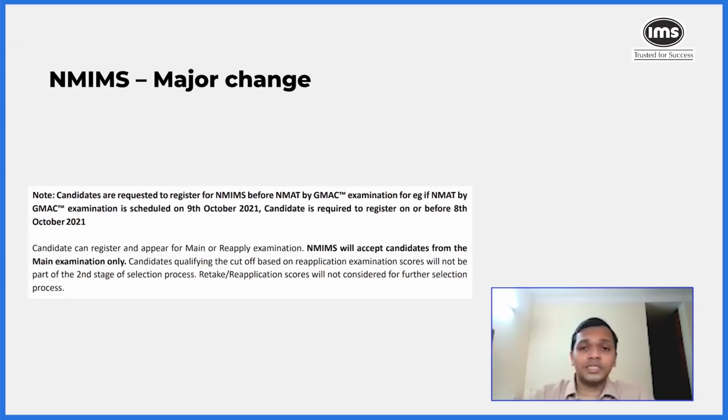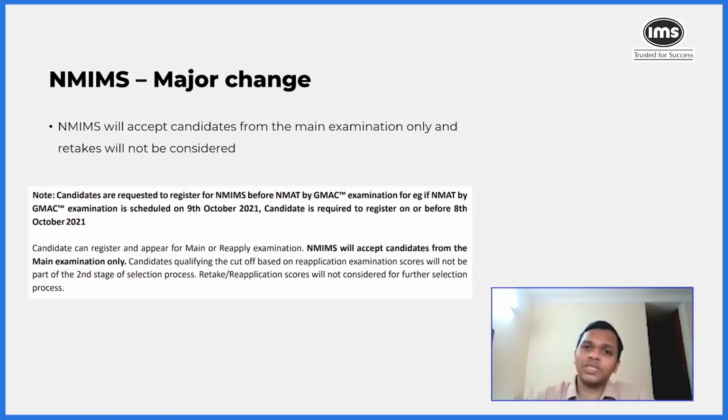Moving forward to a major change that has happened this time, which is with NMIMS. So NMIMS has started its own application. So see, NMAT and NMIMS are 2 separate things. A lot of students misunderstand this and they don't end up applying to NMIMS. NMAT is a test, and that test score is accepted by a lot of institutes, NMIMS being one of them. So when you apply to NMAT, it doesn't mean that you are sending your application to NMIMS for the MBA program. So what you need to do is apply to NMIMS separately.